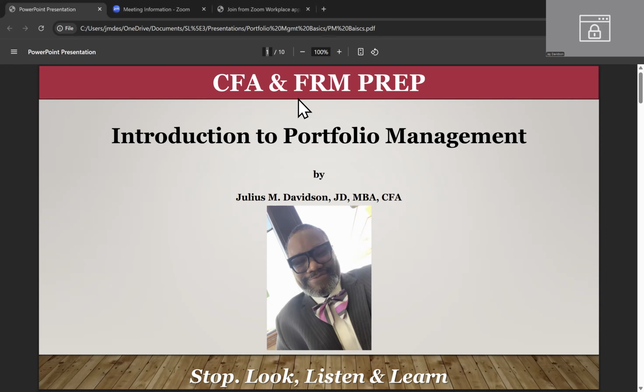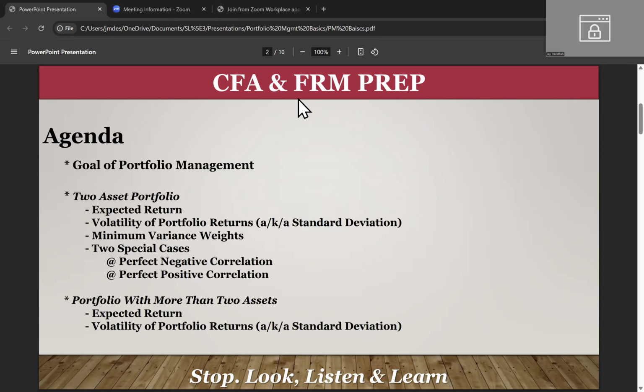So let's first start off by taking a look at the agenda that we're going to be following today. We'll start off by providing an overview of what the goal of portfolio management is, or in other words, what is portfolio management all about? And then after doing that, we're going to look at a two-asset portfolio, and we're going to examine various metrics relating to a two-asset portfolio. And then after doing that, we will extend those things to a portfolio with more than two assets. So with that, let's jump right in and get started.